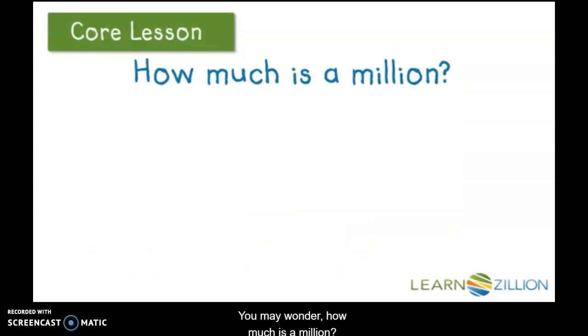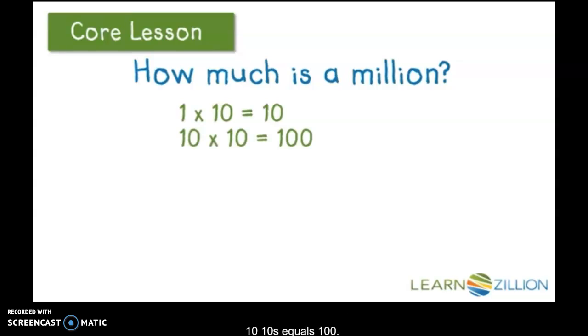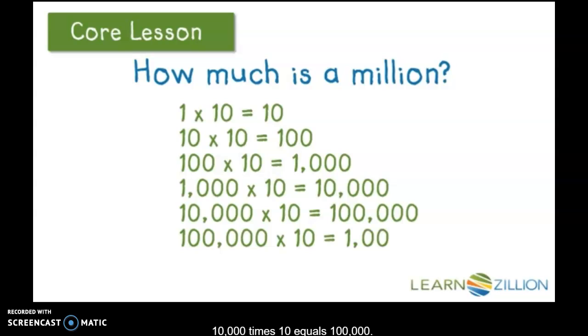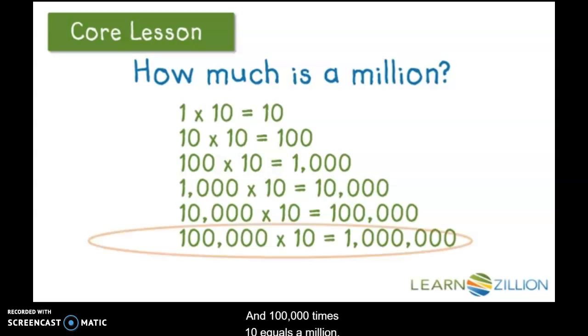You may wonder, how much is a million? Let's first start out with our ones and multiply by 10. 10 ones equals 10. 10 tens equals 100. 10 groups of 100 equal 1,000. 1,000 times 10 equals 10,000. 10,000 times 10 equals 100,000. And 100,000 times 10 equals a million. So, a million is made with 10 groups of 100,000.